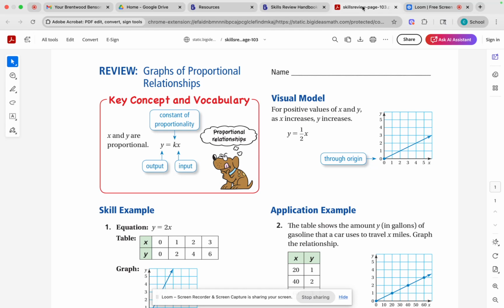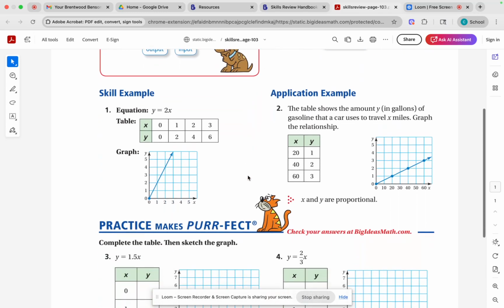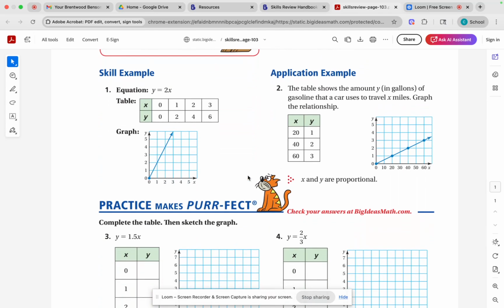And then what is 0, 0 also called? Origin. We're going to get this vocab. You guys are doing great. All right. So let's look at our example 1. Put this in your journal. Example 1. So they're giving you an equation. Write that down. Y equals 2x.